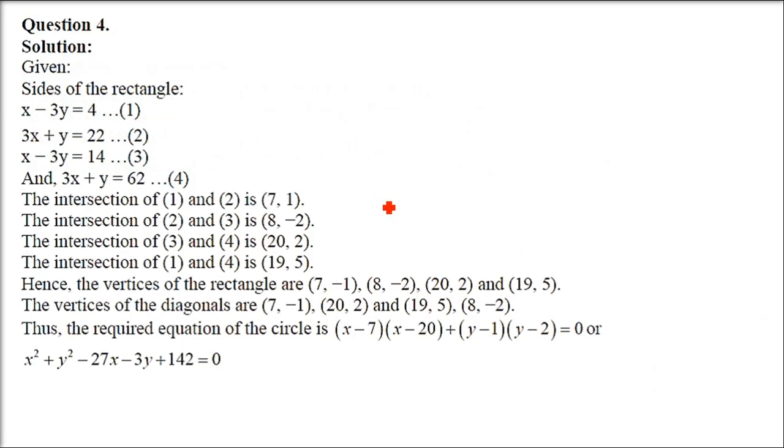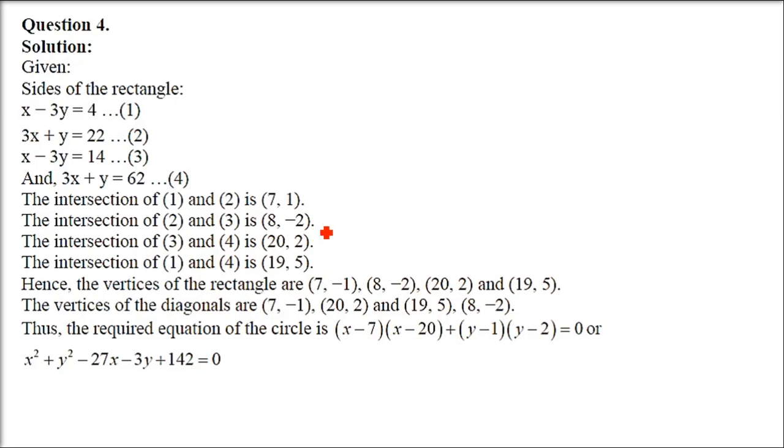Question number 4. Find the equation of the circle circumscribing the rectangle whose sides are x minus 3y equals 4, 3x plus y equals 22, x minus 3y equals 14, and 3x plus y equals 62.